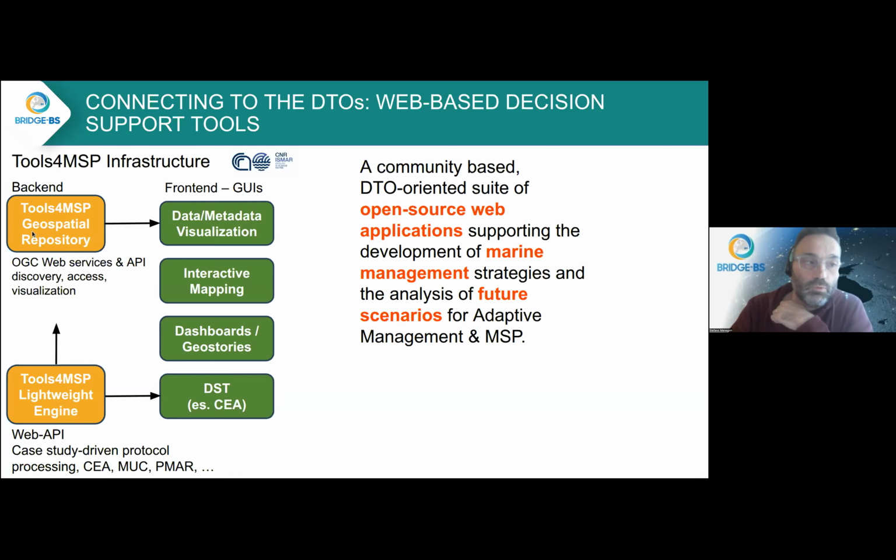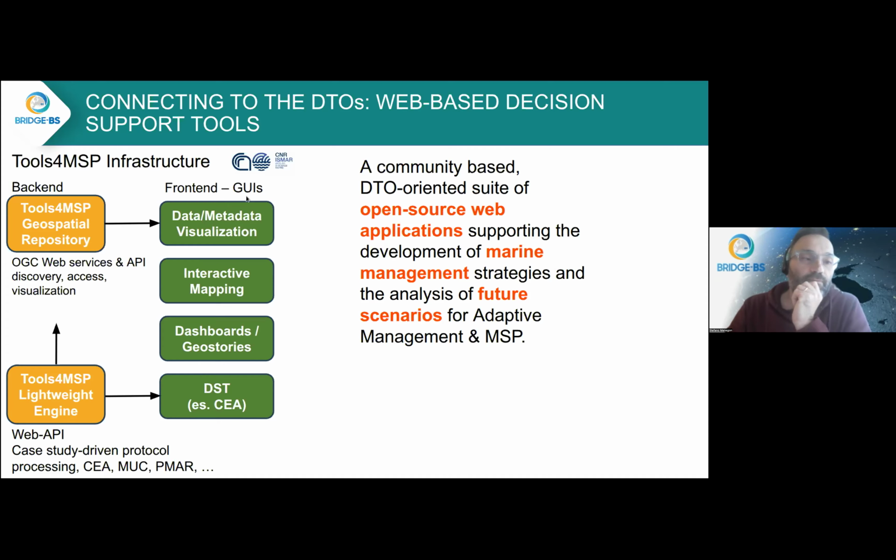part, with two nodes. One is the tool for MSP geospatial repositories, where the data are stored and published. This can be discovered, accessed and visualized. And the other core part of the backend is the lightweight engine that, through a web API, provides a mechanism to create a case study and perform the analysis for the cumulative effect assessment, but also for other tools.